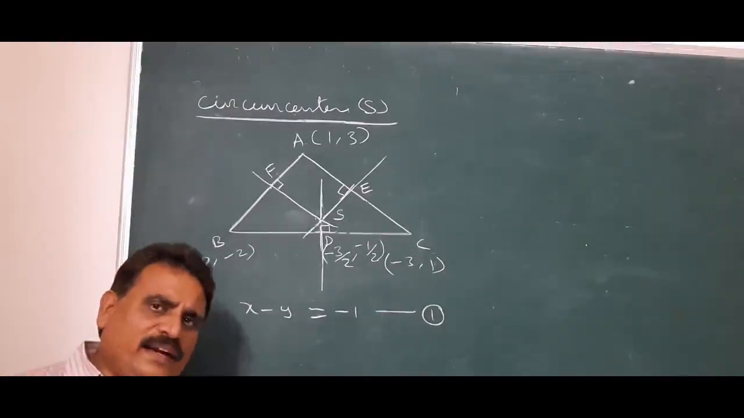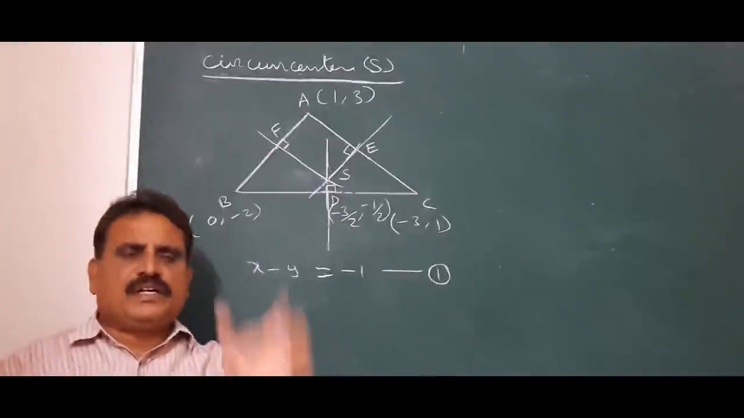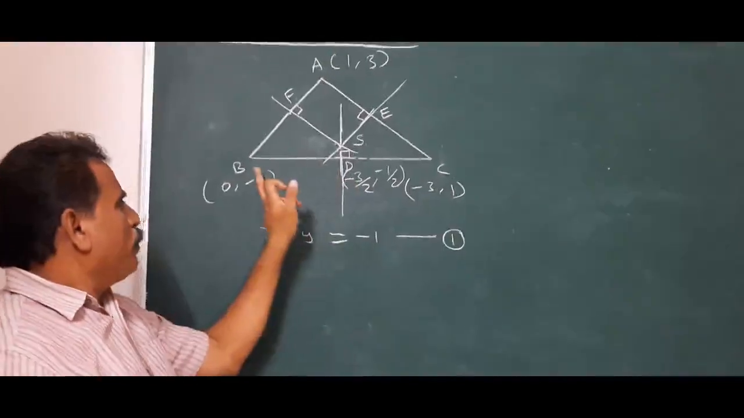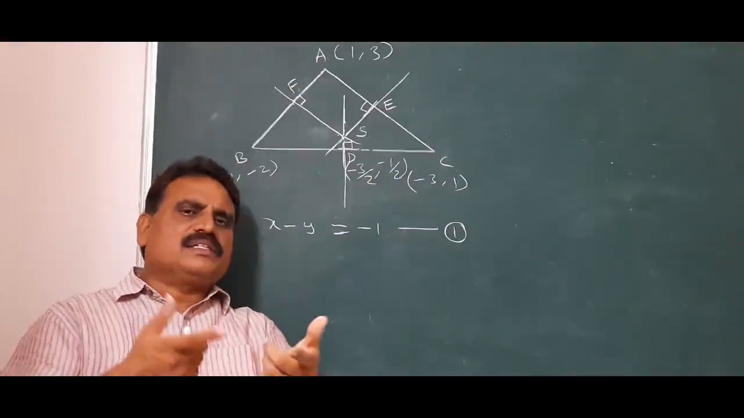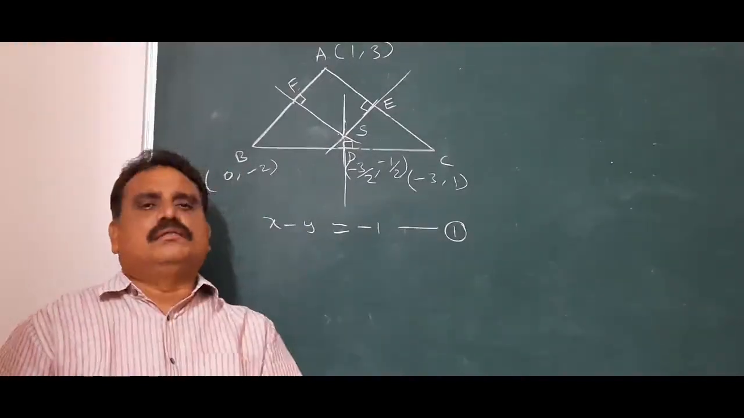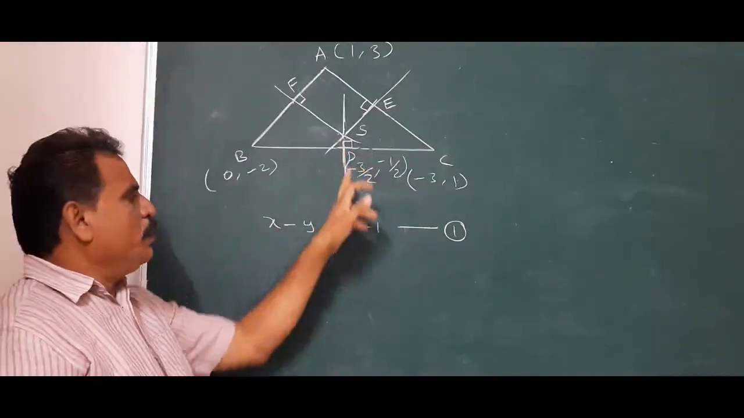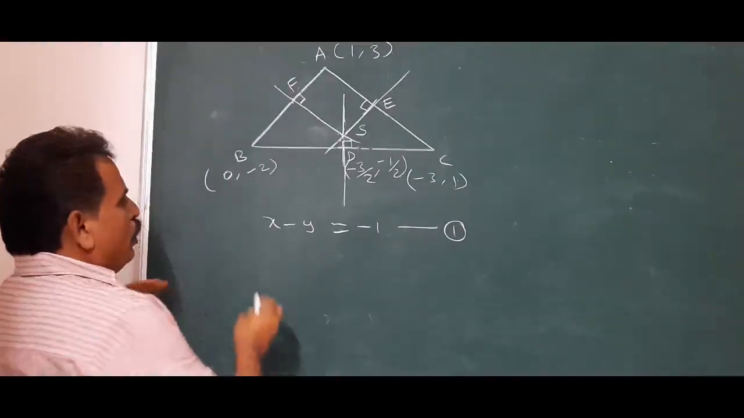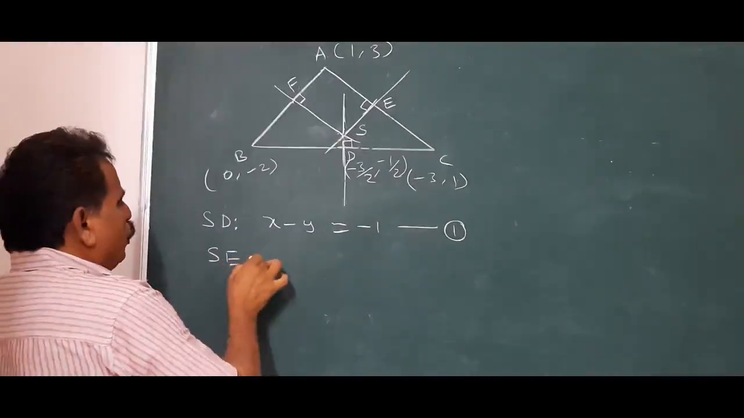There is another method to find the equation of SD. Look here. Find the slope of BC: difference of y coordinates by difference of x coordinates, 1 plus 2, 3 by minus 3, that is slope minus 1. The perpendicular slope is 1, that is 1 by 1, and the line is x minus y. Substitute the midpoint and we get the same constant. Now that is the equation of SD; next we go to the equation of SE.